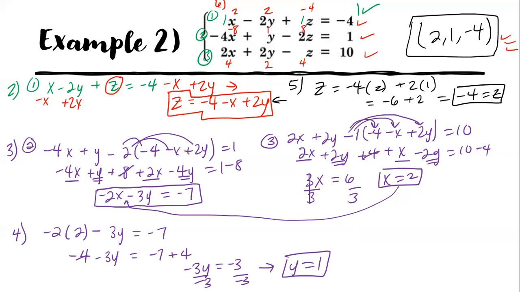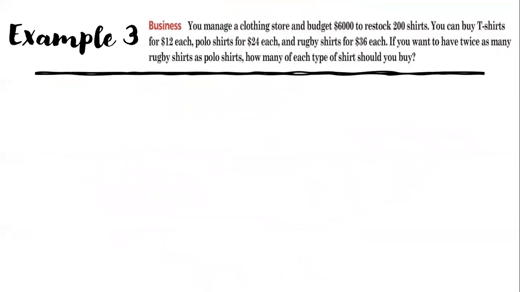Okay? So this was a full-on substitution example. We substituted our way to the very end. All right, the key thing with substitution is that you're looking to see if a variable has a coefficient of 1, or if you can make it have a coefficient of 1.